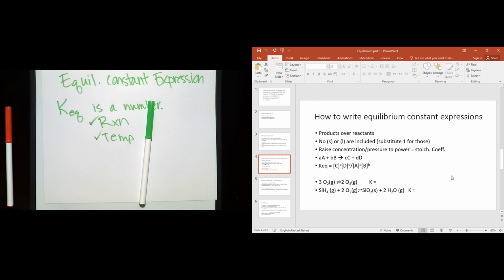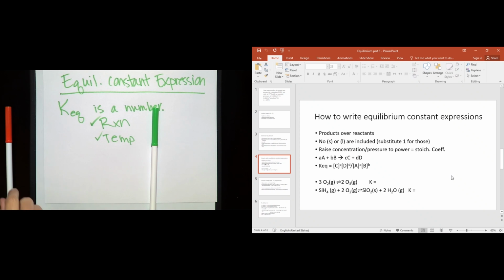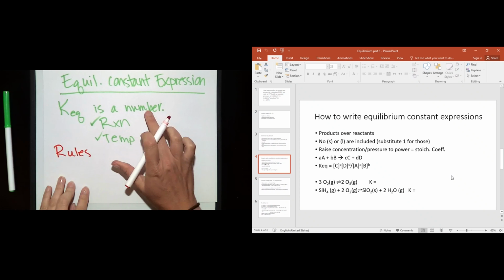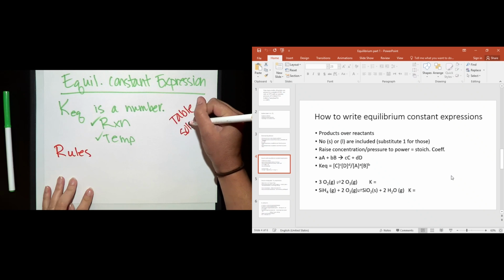You could think of it also as an equation if the word expression is throwing you off. These rules are crucial. Again, this is very simple, but it is a set of rules. You're definitely going to use this in probably a third of your next couple of exams. So this is a very simple set of rules. Okay, so we already know products over reactants. So these are rules for writing the expression or the equation side. So that's a number you look up in a table, or you could solve for it.